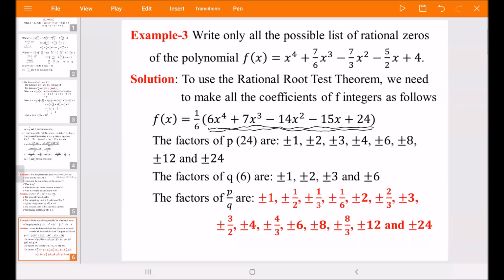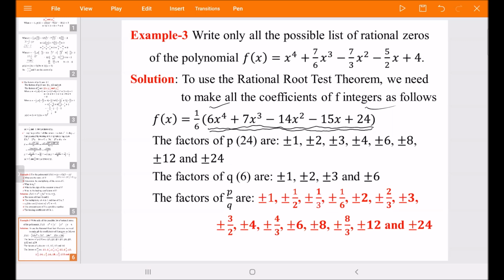And here we have the constant term 24, that is P, and the leading coefficient 6. So P is 24, Q is 6. The factors of 24, or the factors of P, are therefore plus or minus 1, plus or minus 2, plus or minus 3, plus or minus 4, plus or minus 6, plus or minus 8, plus or minus 12, and plus or minus 24. The factors of the leading coefficient Q are plus or minus 1, plus or minus 2, plus or minus 3, and plus or minus 6.